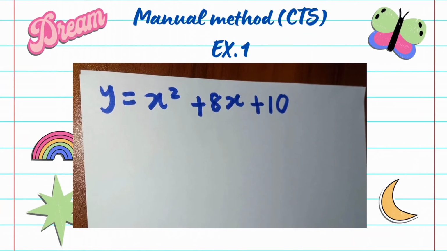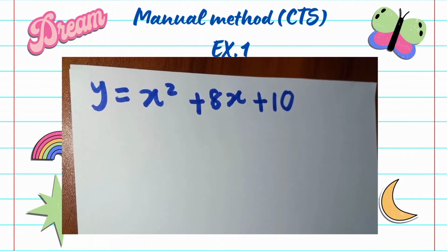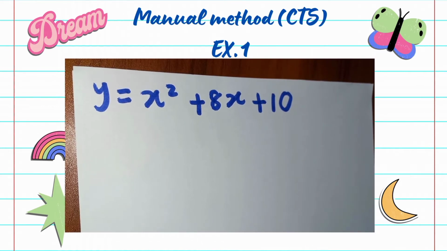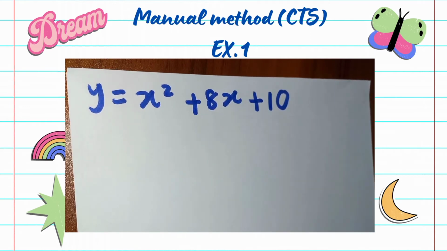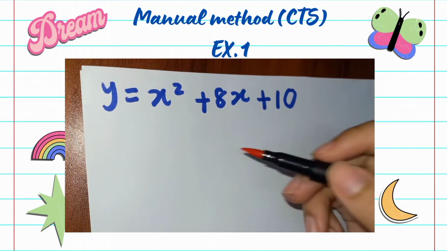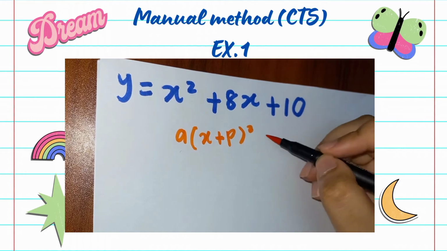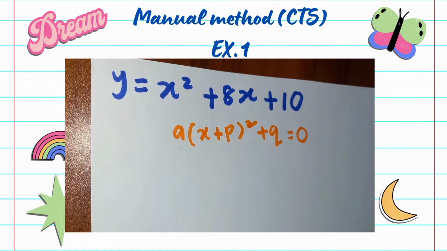Assalamualaikum and hi everyone. Today, I will present the fastest or easiest method to get the answer for completing the square, CTS. First of all, we must look at the question, which is y equals x squared plus x plus 10. We must know the general formula, which is a bracket x plus b, bracket squared, plus q equals 0. This is very important to know.